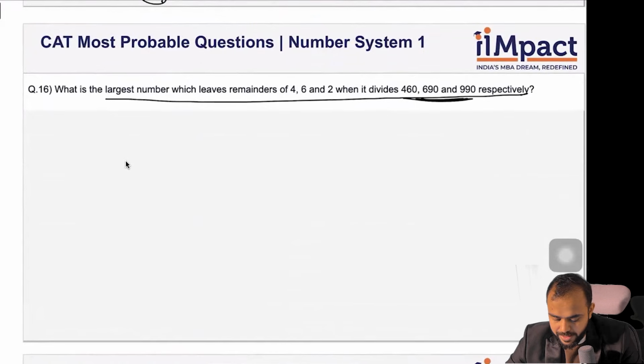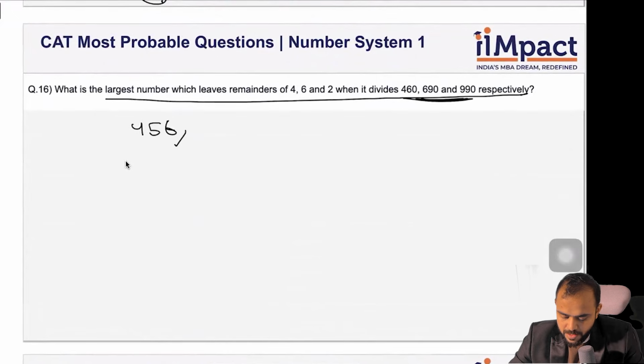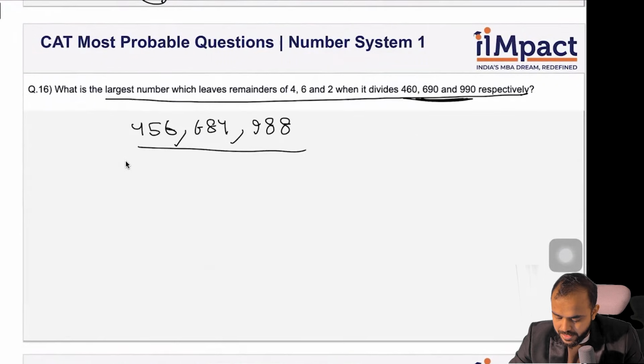Moving on, largest number which leaves remainder of 4, 6, and 2 when it divides these numbers respectively. So, which means they are asking us for the HCF of 460 minus 4, that is 456, 690 minus 6, which is 684, and 990 minus 2, which is 988. So, we have to find the HCF of these three numbers.